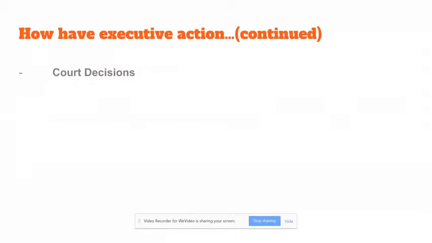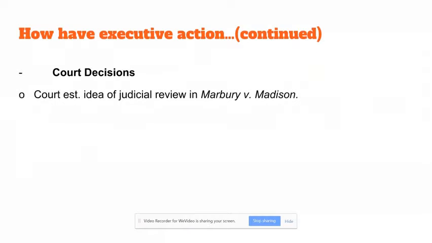Because believe it or not, the principle of judicial review is not expressly in the Constitution. It isn't. It was actually established with this landmark Supreme Court decision of Marbury versus Madison.